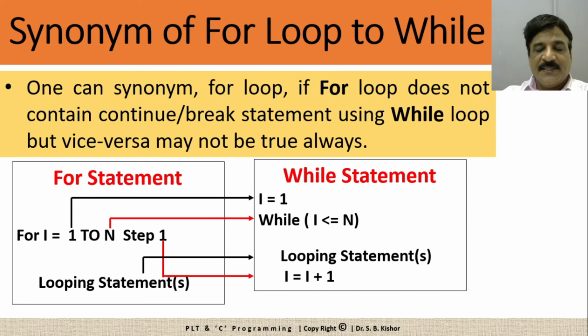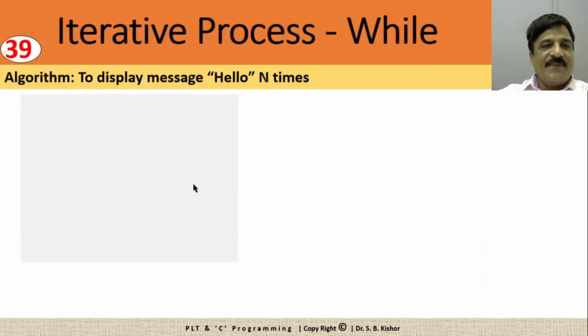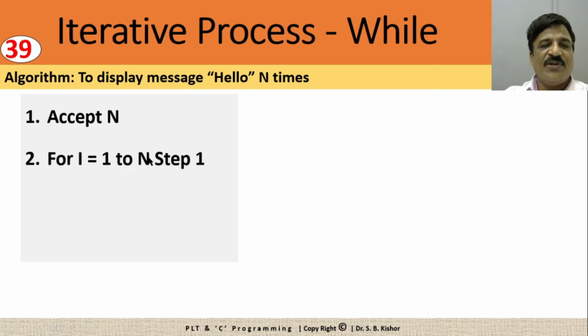Okay, now take an example: display a message hello n times. We have already solved this particular problem. So accept the value of n because it is unknown. Now for i equal to 1 to n, what are you going to do? You are going to display the hello message one by one. So the initial value of i is what? 1. Assume the value of n is 3. So 1 is less than 3? Yes, hello for the first time.